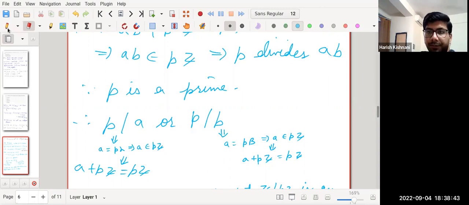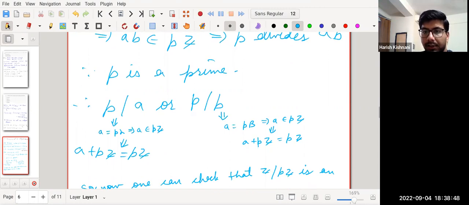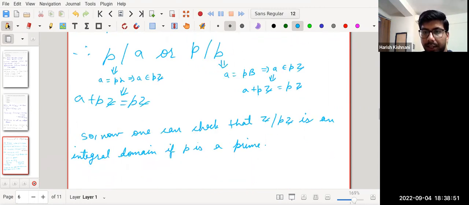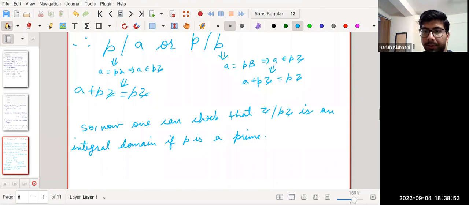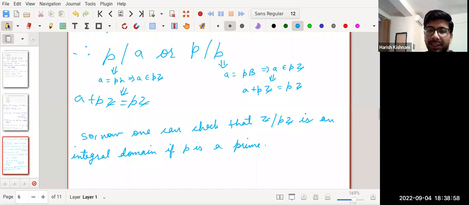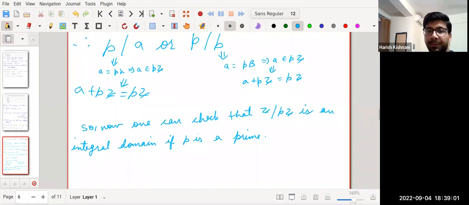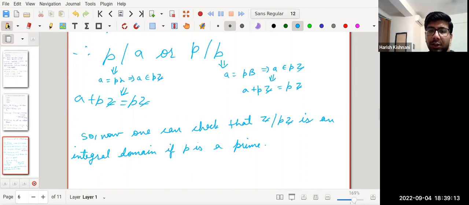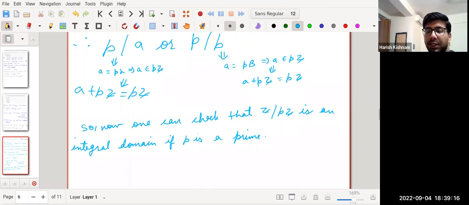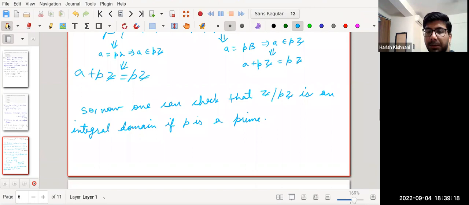So now one can check that Z modulo pZ is an integral domain if p is prime. That is one non-trivial thing. Except for it, you can check the properties of addition and multiplication on your own. Z modulo nZ is a commutative ring. You can check all these properties, and you can come to the conclusion that Z modulo pZ is an integral domain if p is a prime.